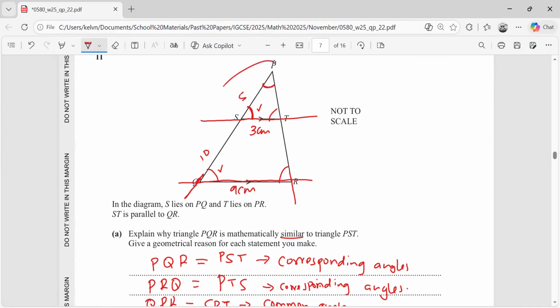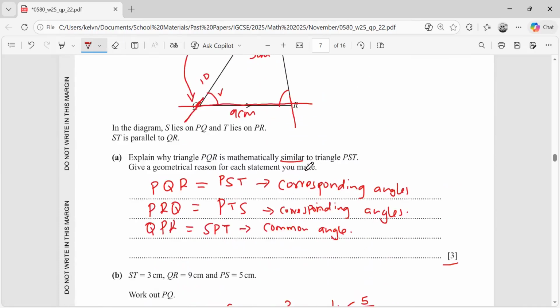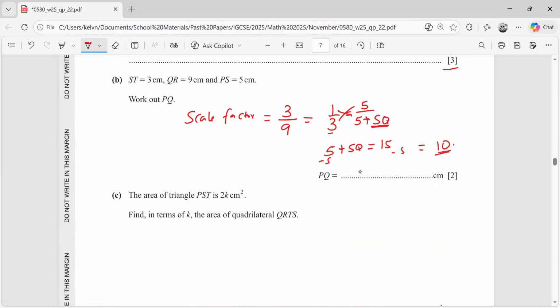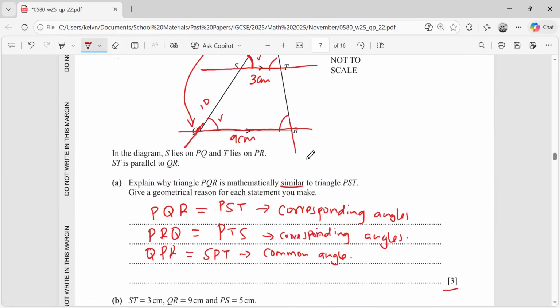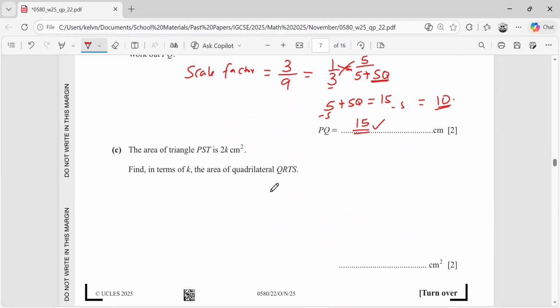The question is asking us to find PQ, the whole of the distance. So of course, you can clearly see this is going to be 15 centimeters. So just remember similarity, whereby in mathematics, the shapes don't have to be identical. They just need to have corresponding sides which are similar. And most importantly, remember, it's just an enlargement of the other.